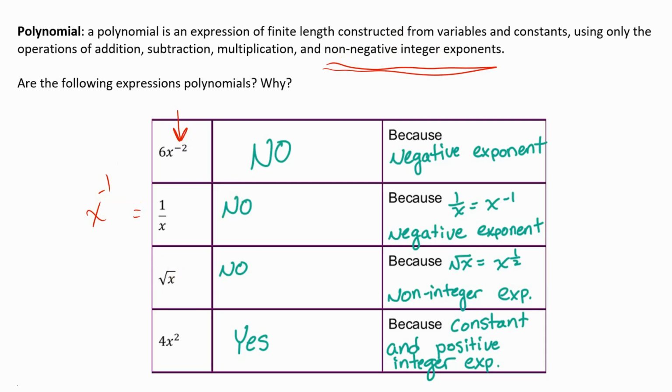The next one we have square root x. Well, we can rewrite that as x to the 1/2. And again, this is not a non-negative integer exponent. We have 1/2, which is not an integer. The last one we have 4x squared, which we could say, yes, is a polynomial because it has a constant and positive integer exponent.